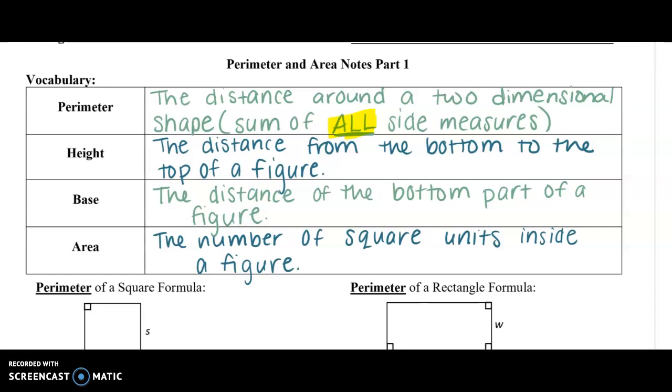And then area is the number of square units inside a figure. We know how to find area, right? And the most important thing is that area is in units squared. Perimeter is just units, so if it's in inches, perimeter is just inches. Area would be inches squared.